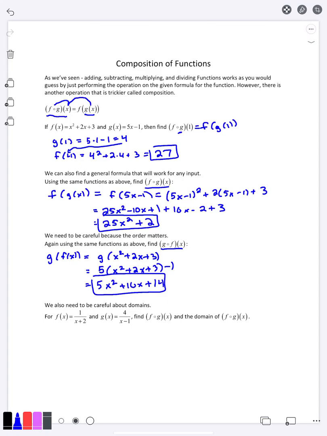And again, this is important that when you are doing composition of functions, it matters very much which order you put things in. You always plug things into the right function first and then into the left function. That's how the ordering works.